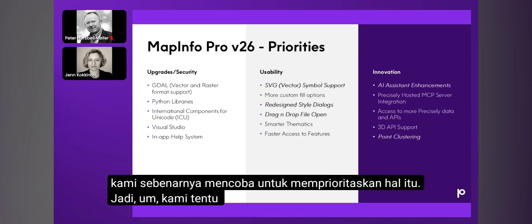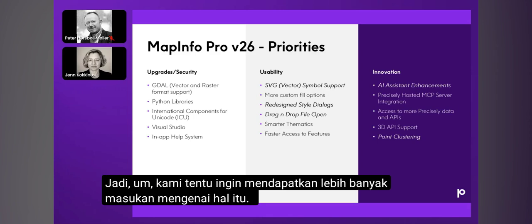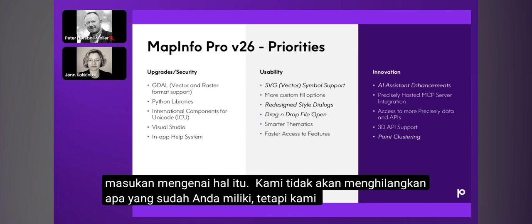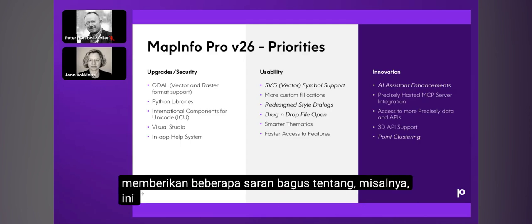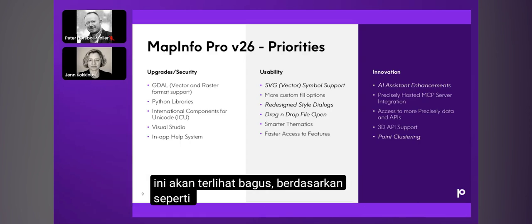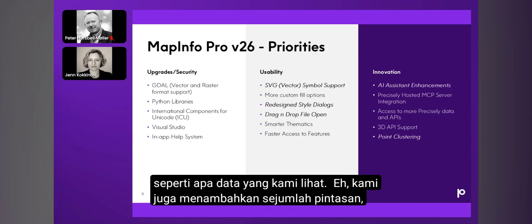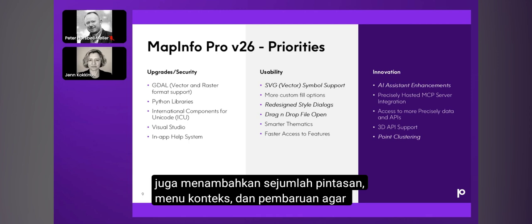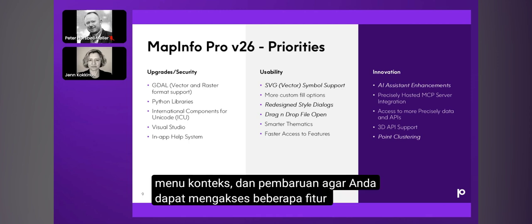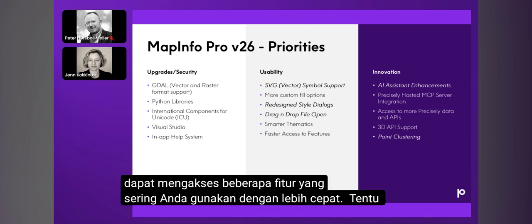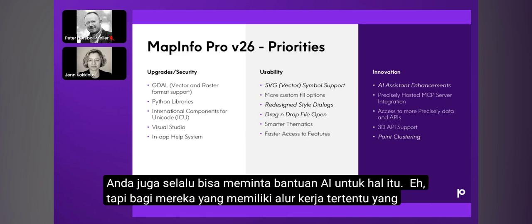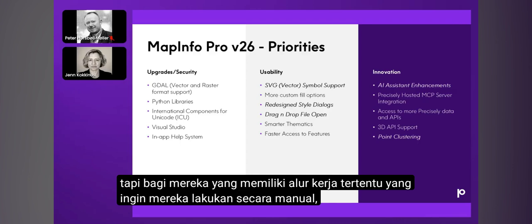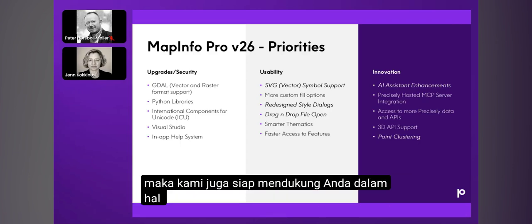So we definitely want to get more feedback on that. We're not taking away what you currently have, but we're adding a new workflow that's going to make some good suggestions about, hey, this would look good, based on what the data looks like to us. We're also just adding a bunch of shortcuts, context menu updates, so that you can access some of those features that you use all the time faster. Of course, you can always ask AI for that too. But for folks who have certain workflows they want to be able to do manually, then we're here to support you with those as well.